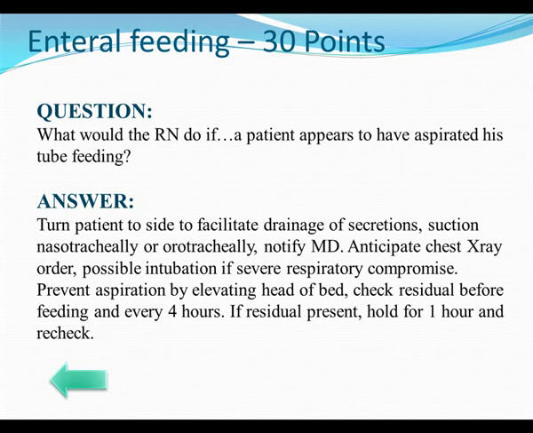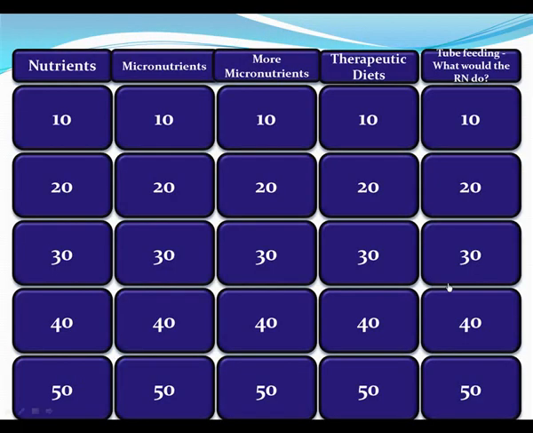Check the residuals. Every time you feed him, you need to know what the residuals are, or check it every 4 hours if it's a continuous feeding. If there's residual present, typically you hold it for an hour and recheck. Now, this varies from institution to institution and physician to physician. I have heard if it's 1 1/2 times what the patient is getting in an hour, you should hold it. It just depends on what the protocol is for your institution. But just be aware, the whole idea is you don't want a lot of residual building up in there. That means it's not going on through, and that means the patient's at risk for aspirating as well as not getting their nutrition.